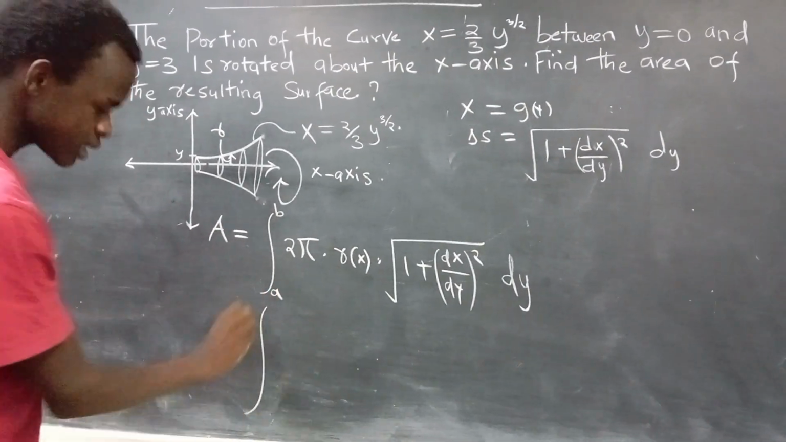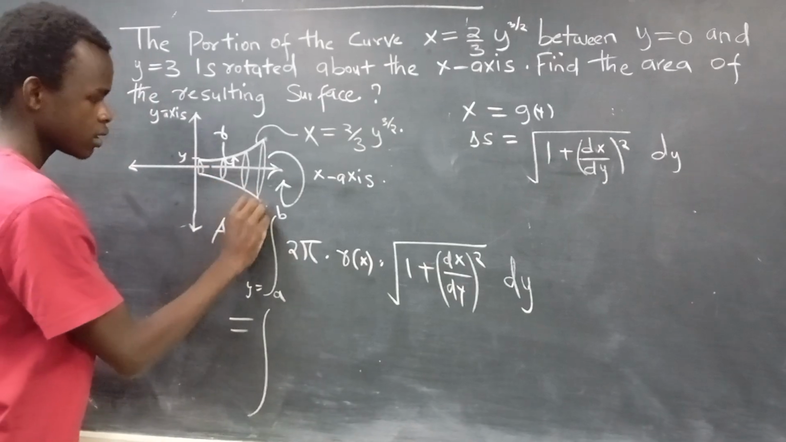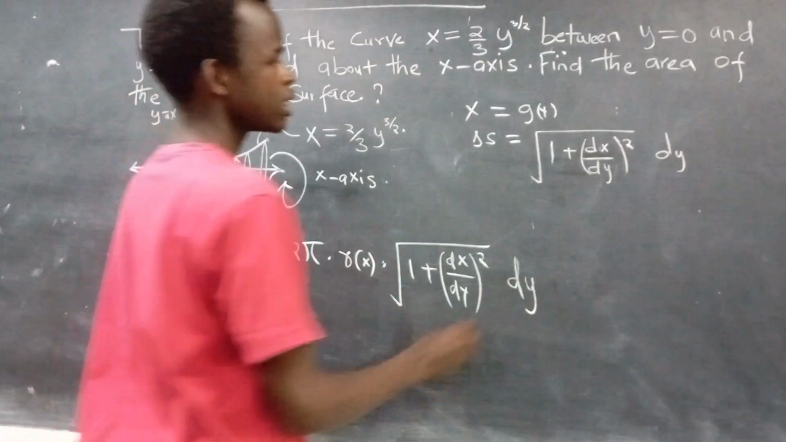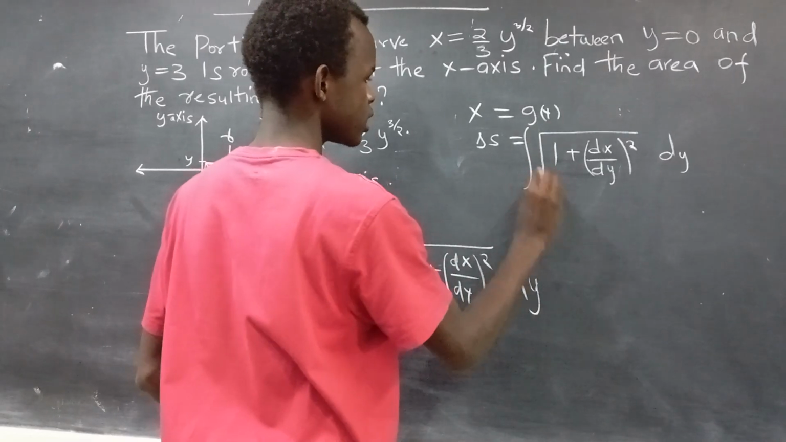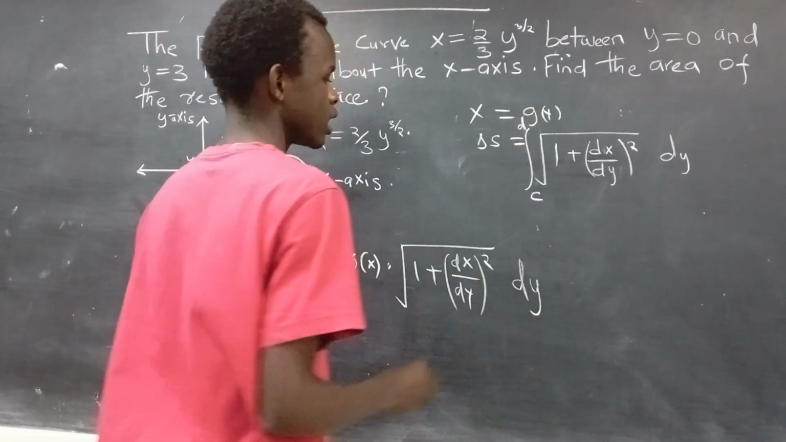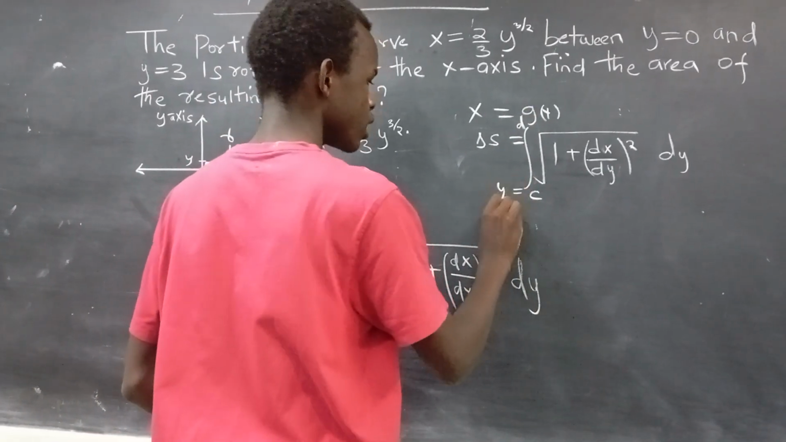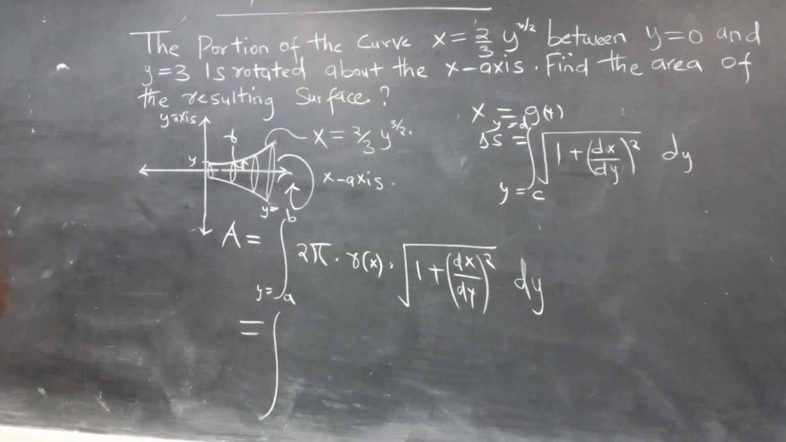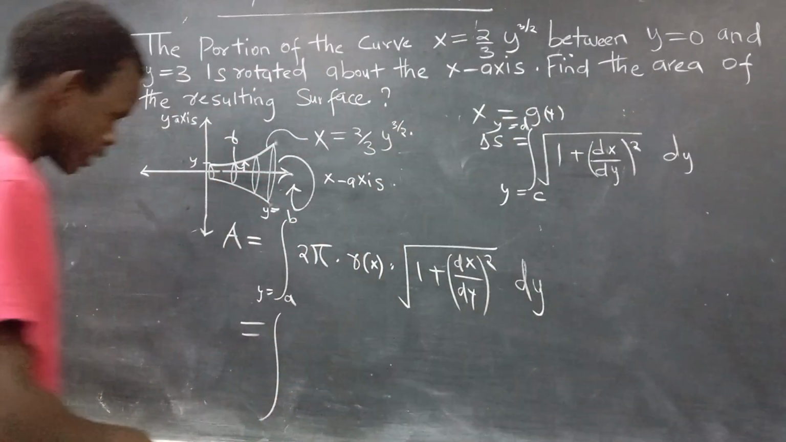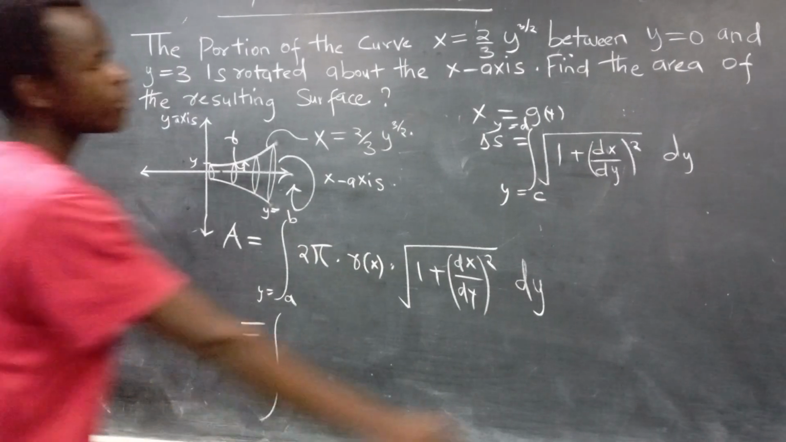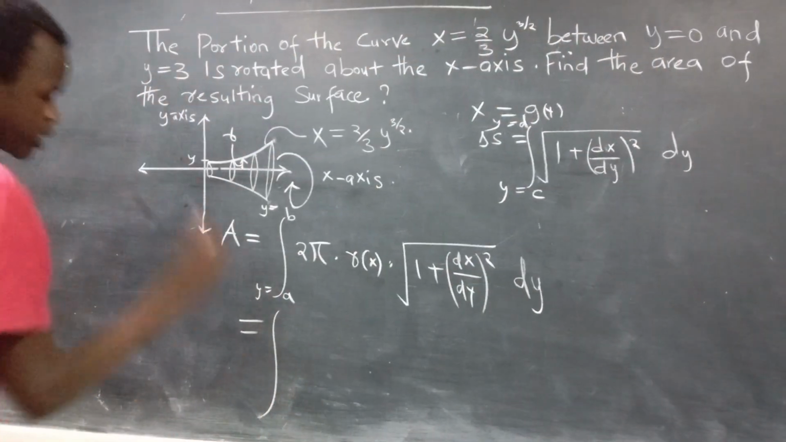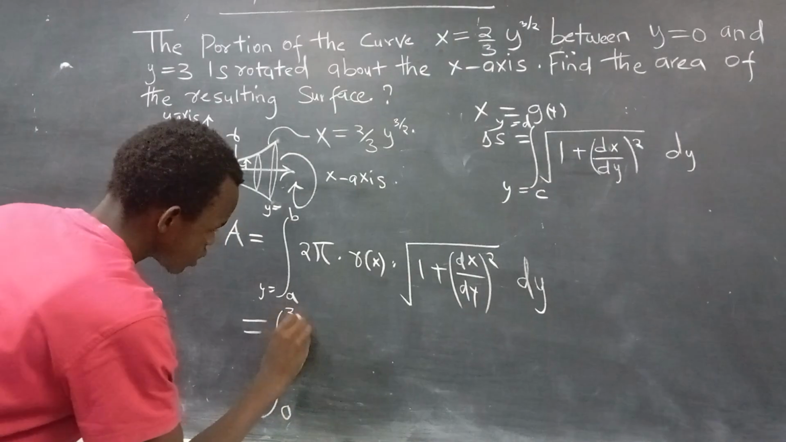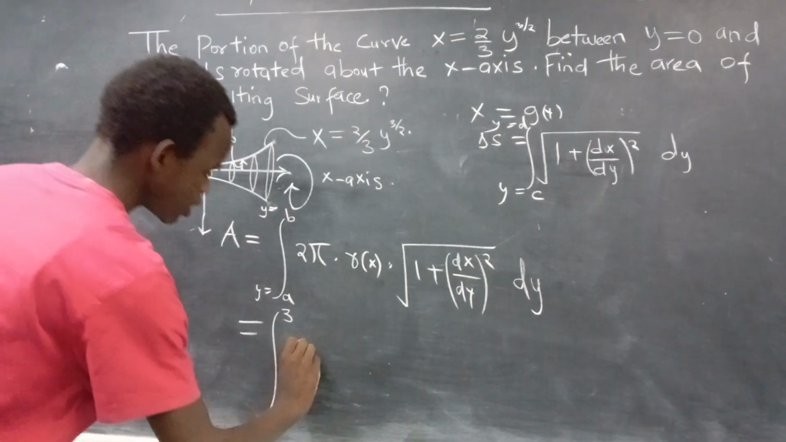So we'll get our area as the integral. Now we are given this y value. Remember, we said it's the integral from c to d, and our c and d are y values. Again, here the y value, not the x value, for x as a function g of y. So it will be our y value from 0 to 3. So it will be from 0 to 3, then 2 pi.